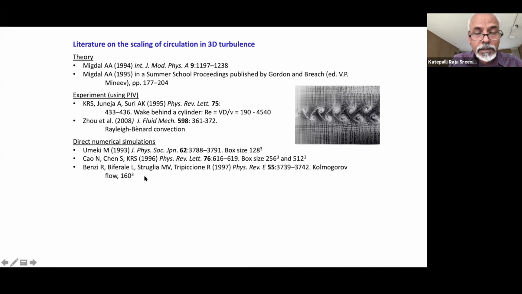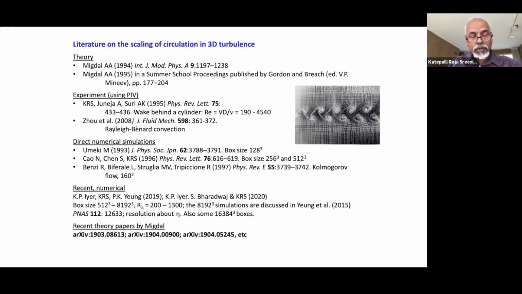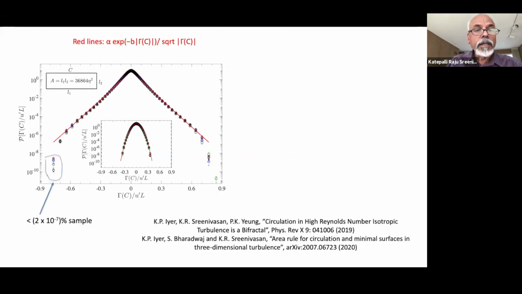But we were not very conclusive at the time because the Reynolds number that was available to us was relatively small. So recently, using these huge databases we have, we wrote these two papers, up to a box of 8,192 cubed, and I will tell you results from that. And of course, Sasha, as you know, really got interested in this, and he has written several papers, which are all on arXiv, and I'm sure there are more. So now he will talk a little bit about what his latest findings are, but I want to give a general background.